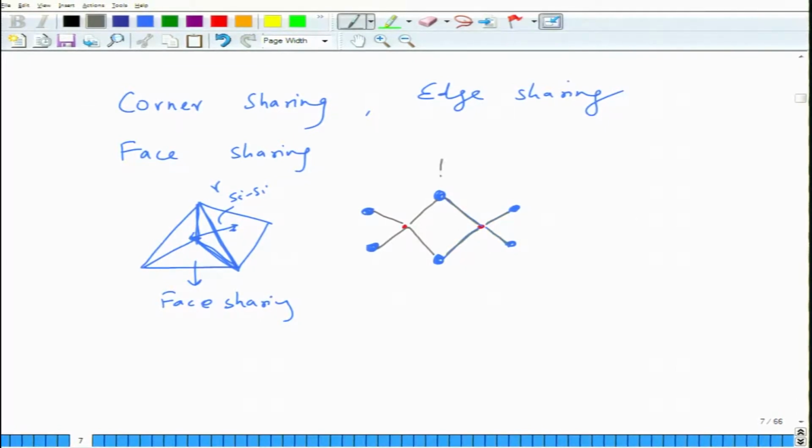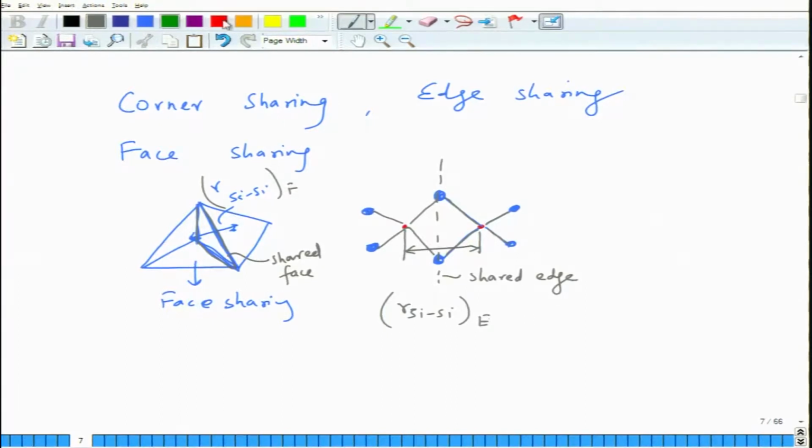In this case this is the shared face, and this is the shared edge. You can see that again there is a distance between these two atoms. So, R_SiSi, this is let us say face, this is let us say edge.